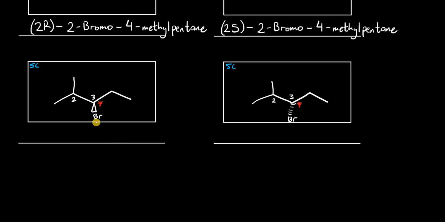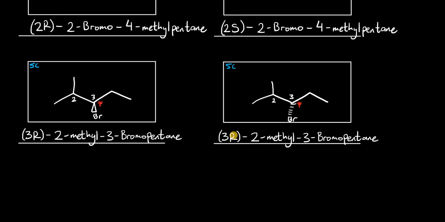Bromine takes first priority. If we look at an ethyl group coming towards the right versus an isopropyl towards the left, isopropyl wins out by first point of difference, so that would take second priority. Ethyl takes third. The hydrogen hiding in the back takes fourth. Connect the dots, 1 to 2 to 3, clockwise orientation, so it's R. 3R, 2-methyl, 3-bromo, pentane. And obviously this would be 3S, 2-methyl, 3-bromo, pentane.